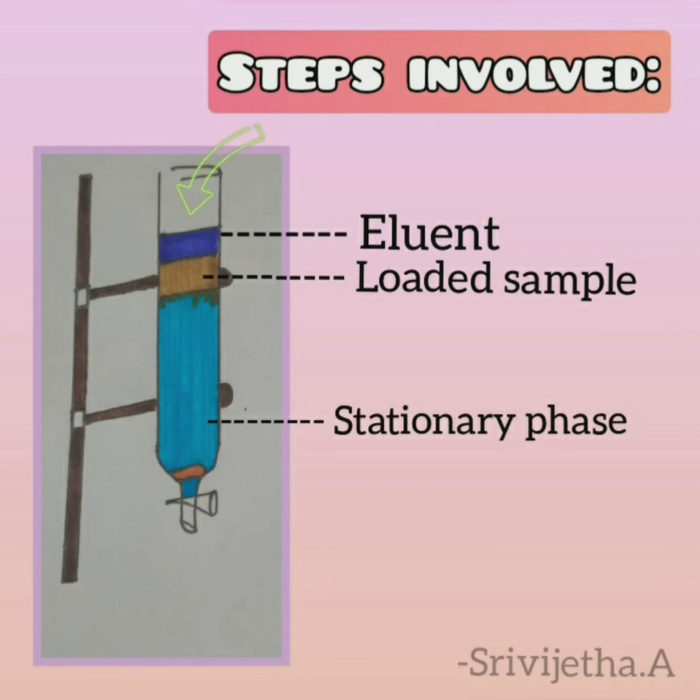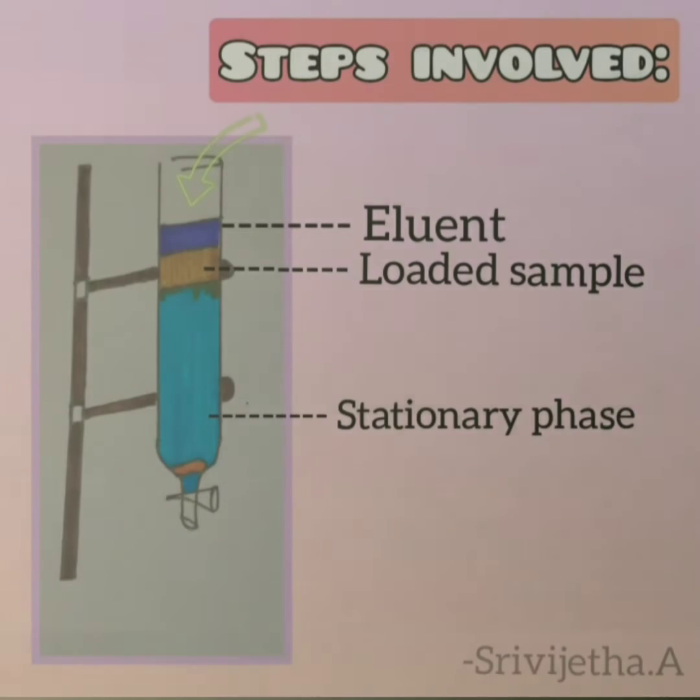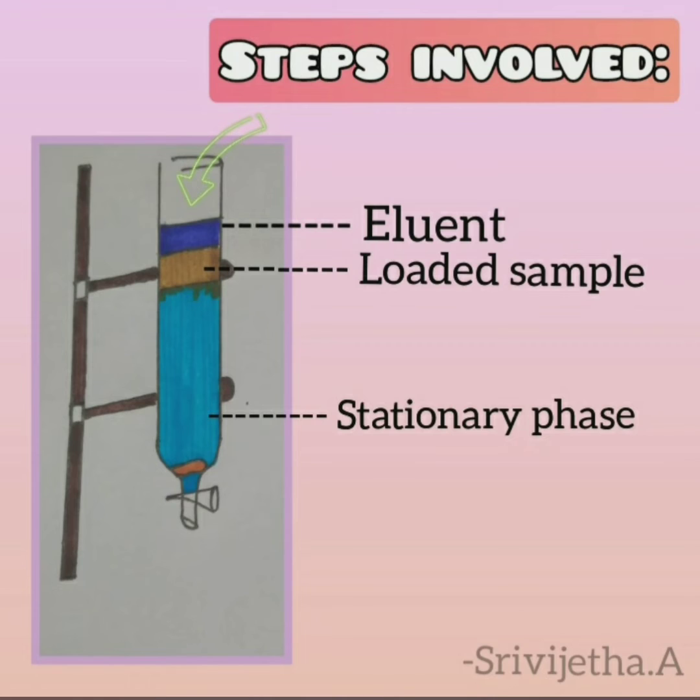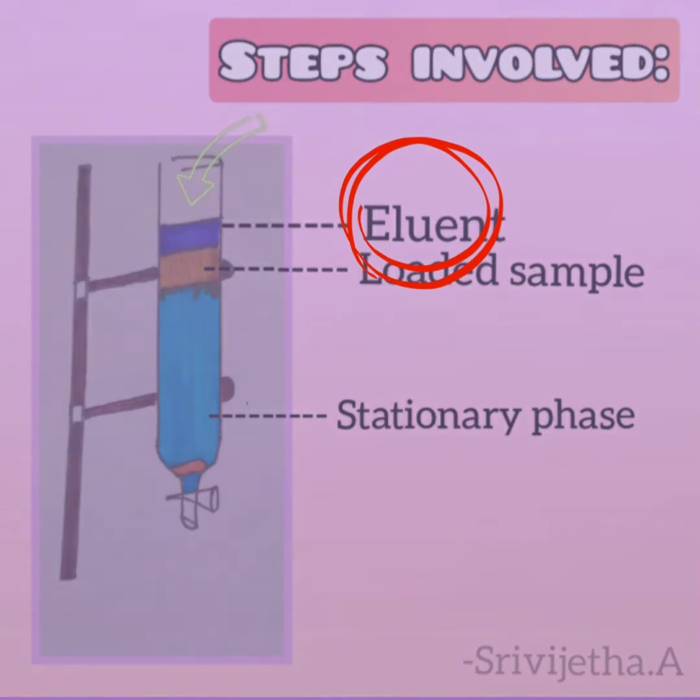Now the mixture that has to be separated is placed on top of the adsorbent in the glass column, making it a loaded sample, and the eluent is passed in. The eluent is the liquid solvent that is allowed to flow down the column slowly. This eluent can be one liquid or a mixture of many liquids. This eluent acts as the moving phase.